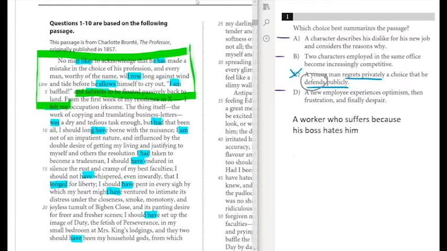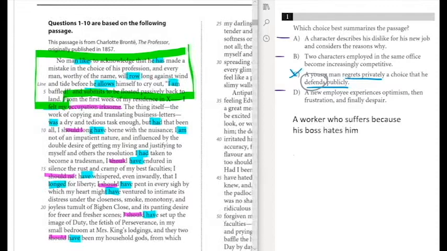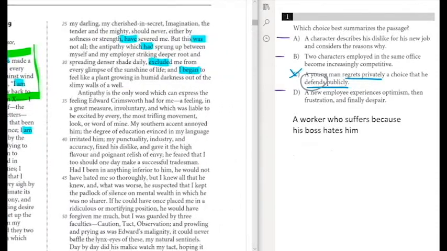So, in the beginning, we have a sentence that's very philosophical. No man likes to acknowledge that he's made a mistake. Then we get into the story itself. From the first week, I felt my occupation irksome. It was a dry and tedious task. Had that been all, I should have borne with the nuisance. I should have endured. I should not have whispered. I should have pent in every sigh. I should have set up duty. Those things should have been my household gods.